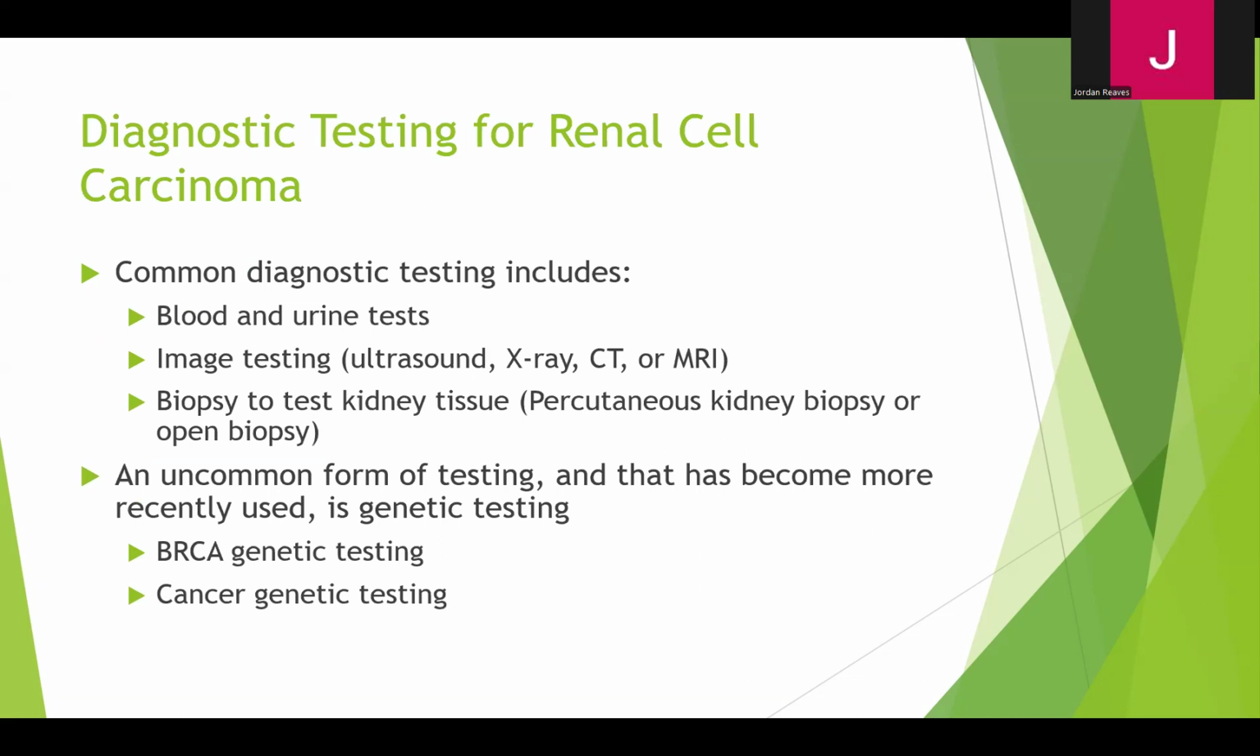Diagnostic testing for renal cell carcinoma. There's common and uncommon forms of testing. So common forms of testing include blood and urine testing, image testing, so ultrasound, X-ray, CT, or MRI. Those are more common. Those are routine. And then biopsy would be kind of less routine, but still pretty common, to test the kidney tissue. So you have percutaneous kidney biopsy or open biopsy. And then an uncommon form would be genetic testing. So BRCA genetic testing and cancer genetic testing are the 2 forms that I found, and they have really helped in learning about this disease and treatment advancements and so forth.